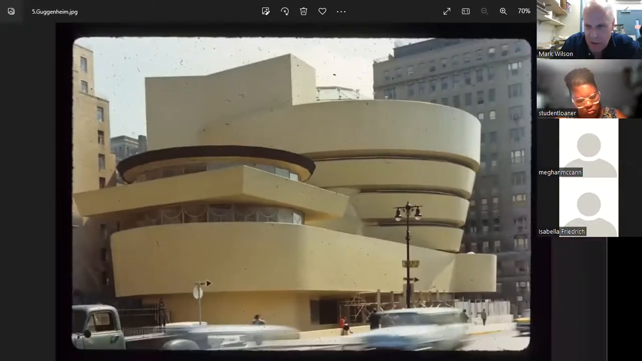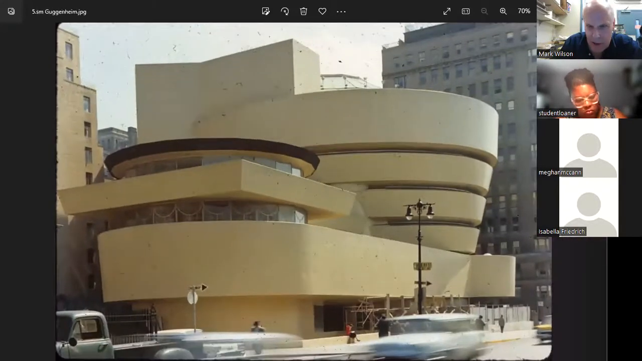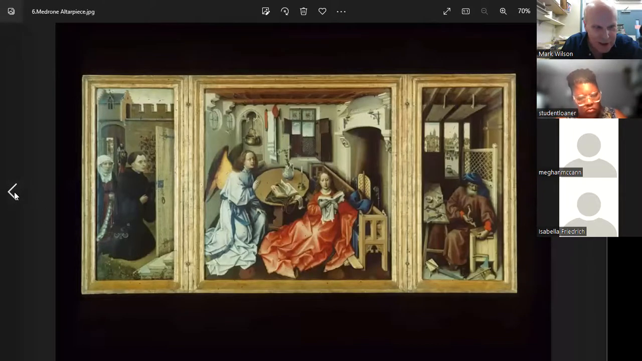I might have another view of it, but I don't know if I do. No, I just have a closer up view. Yeah, I thought that's for another class.